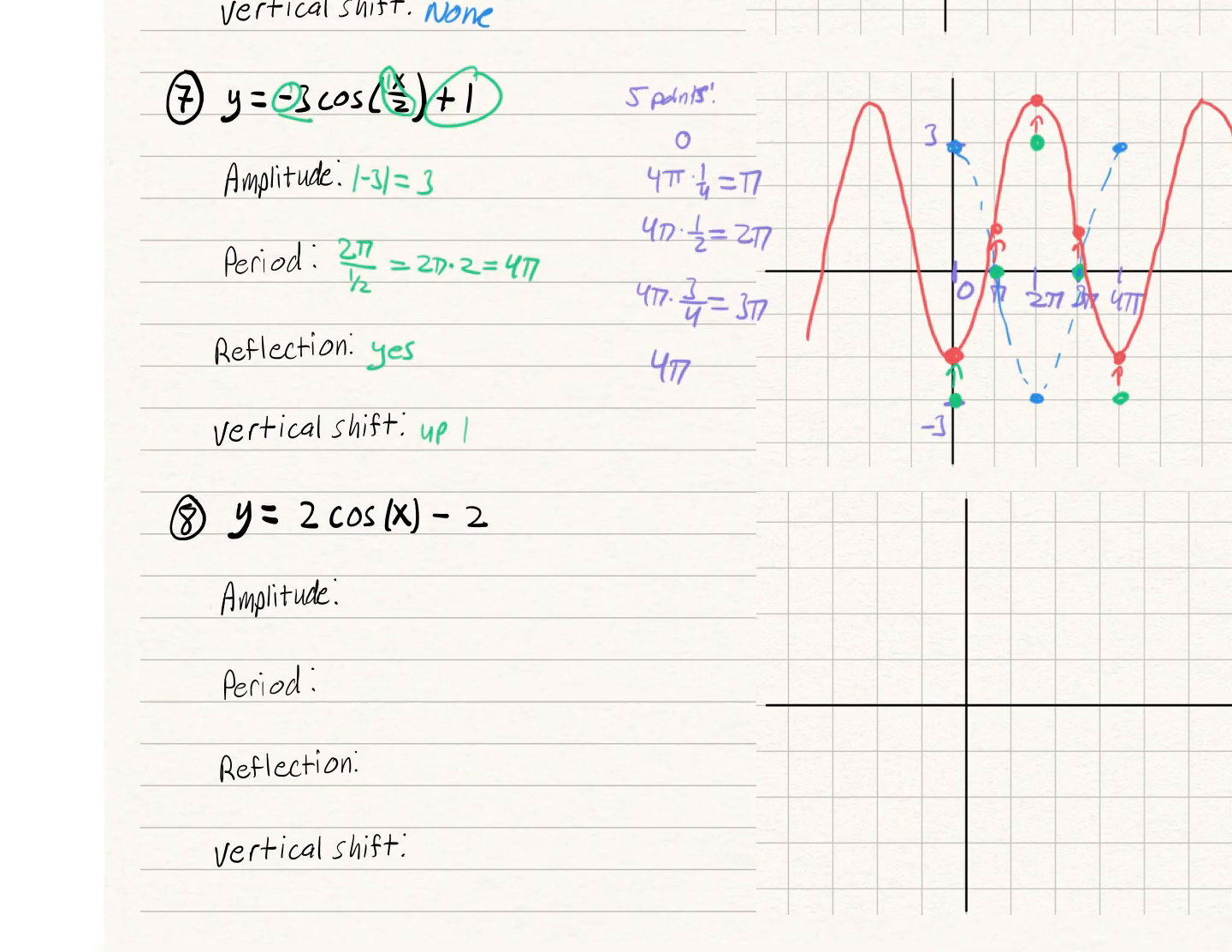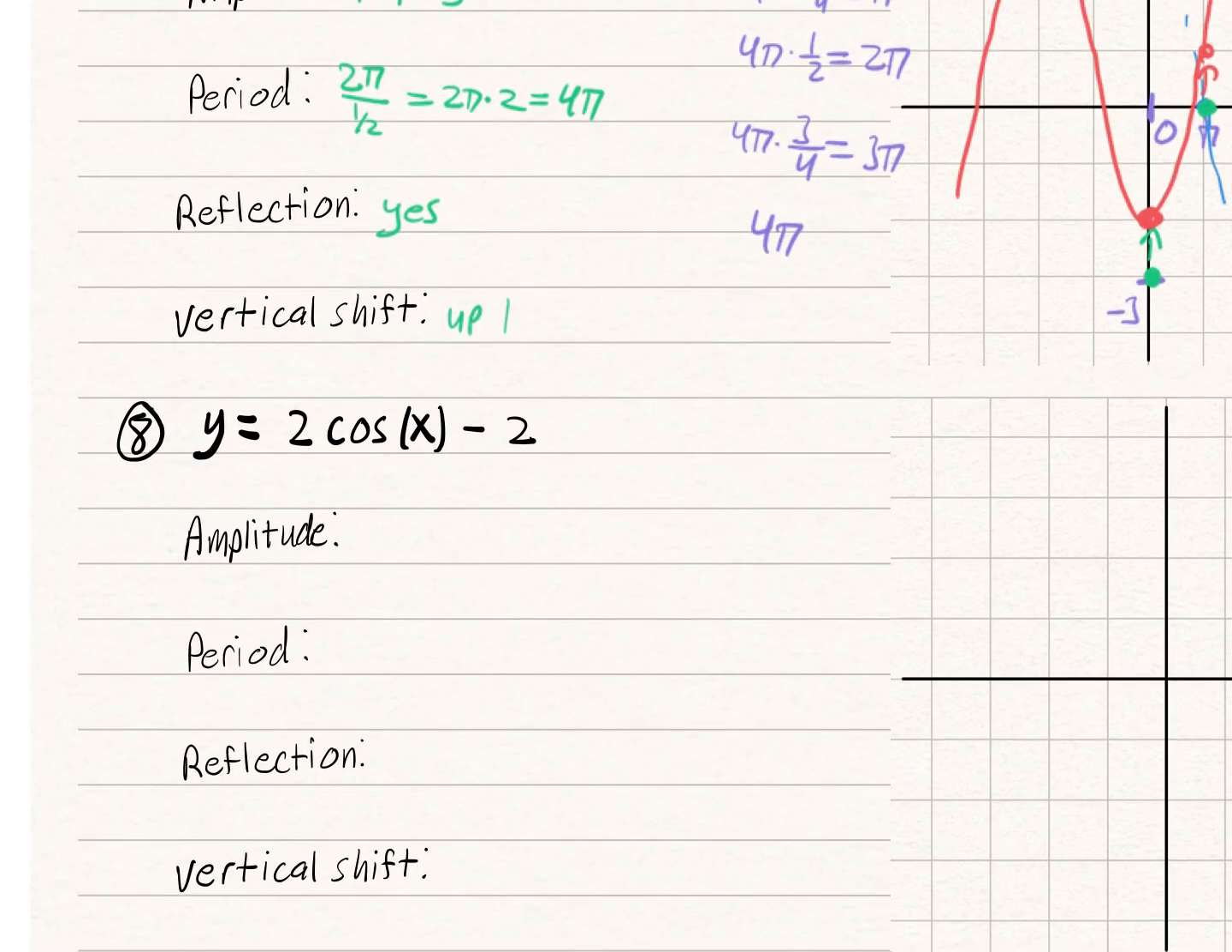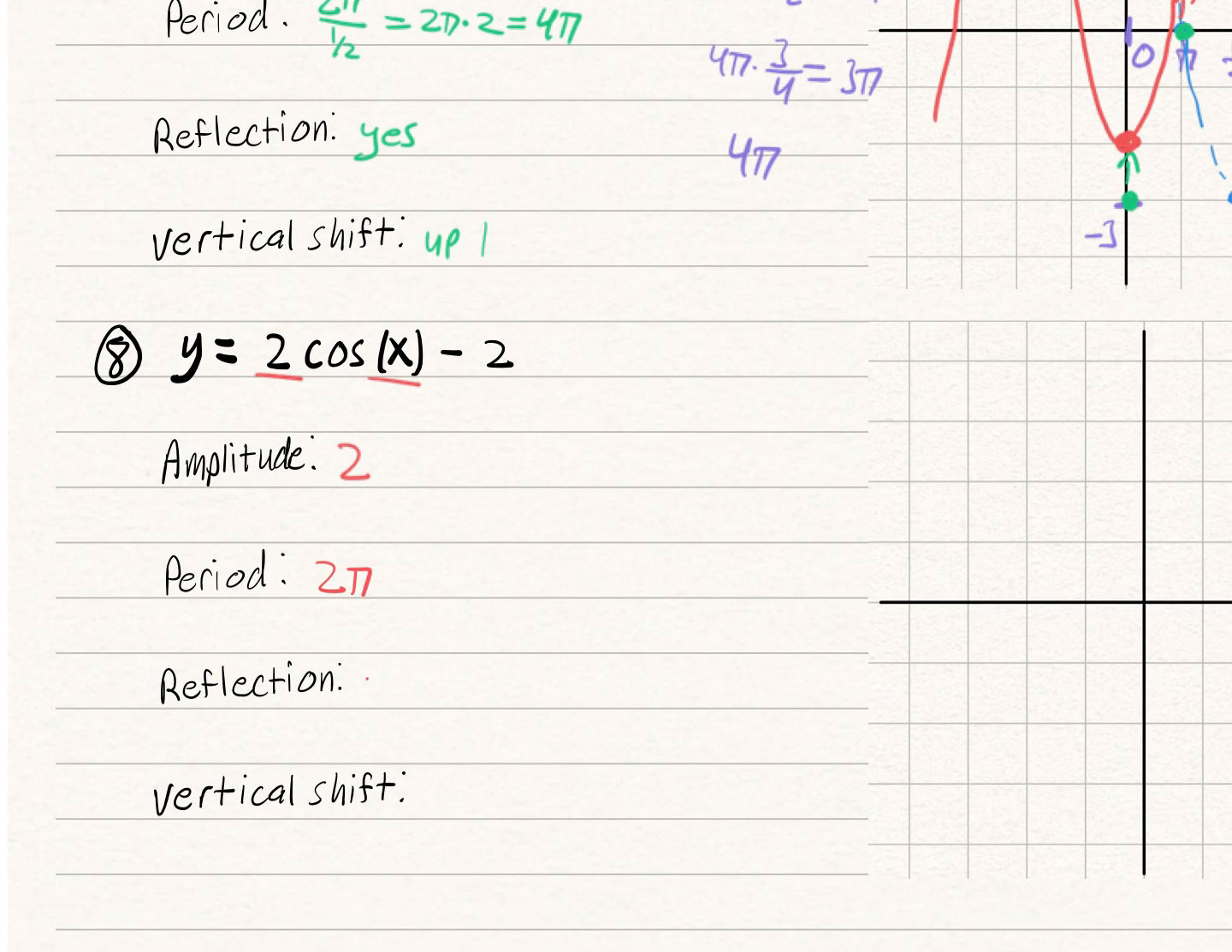All right, and then our last cosine graph over here, we're going to have an amplitude of 2, right? That's the number in front, a period of just 2 pi, right? There's nothing inside of this cosine that's going to change it, so it's just going to be 2 pi. We have no reflection, and we're going to go down 2 units. Our 5 key points in a 2 pi period are going to be 0, pi over 2, pi, 3 pi over 2, and 2 pi. Right? We need our quarterly increments.